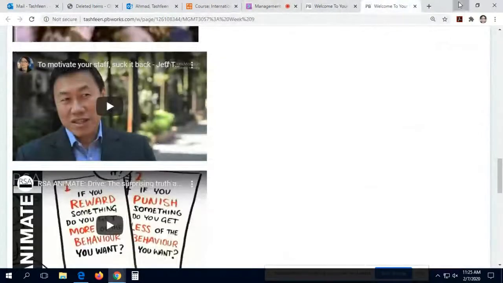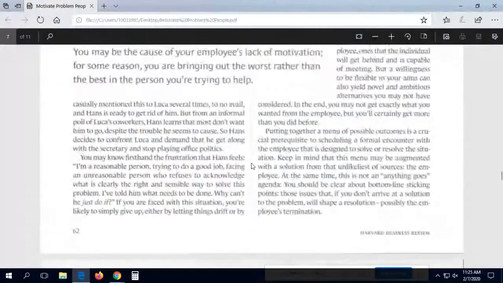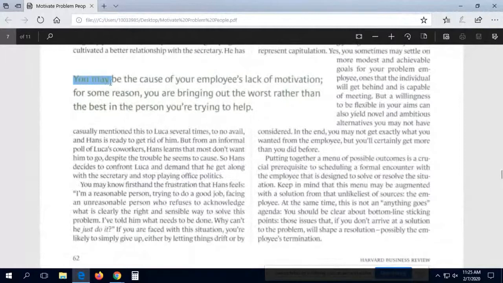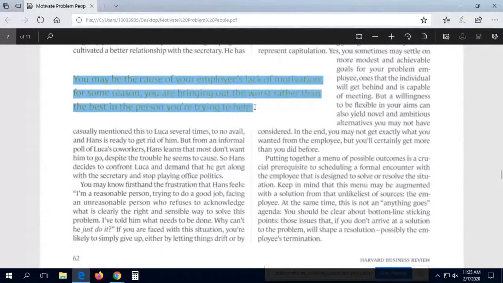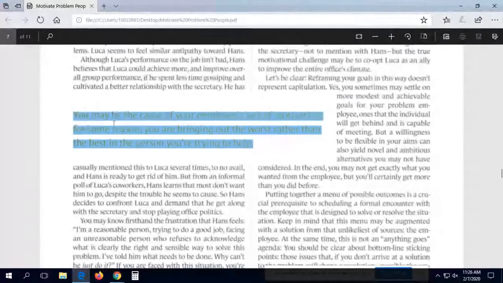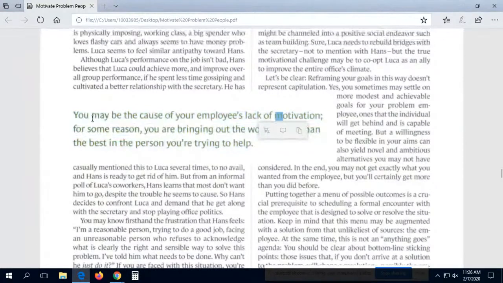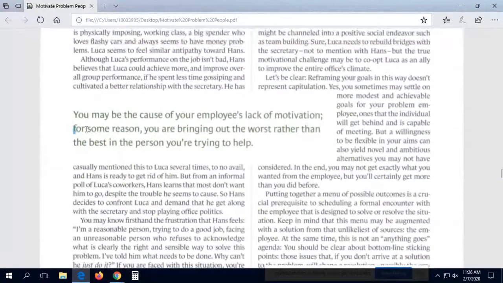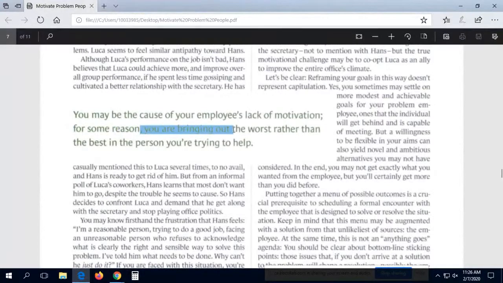Okay, so we were talking about, I think, how to motivate problem people, and on this one, please look into this highlighted section. You may be the cause of your employees' lack of motivation. Maybe you are doing something which is bringing lack of motivation for some reason. It can be any reason. You are bringing out the worst rather than the best in the person you are trying to help.